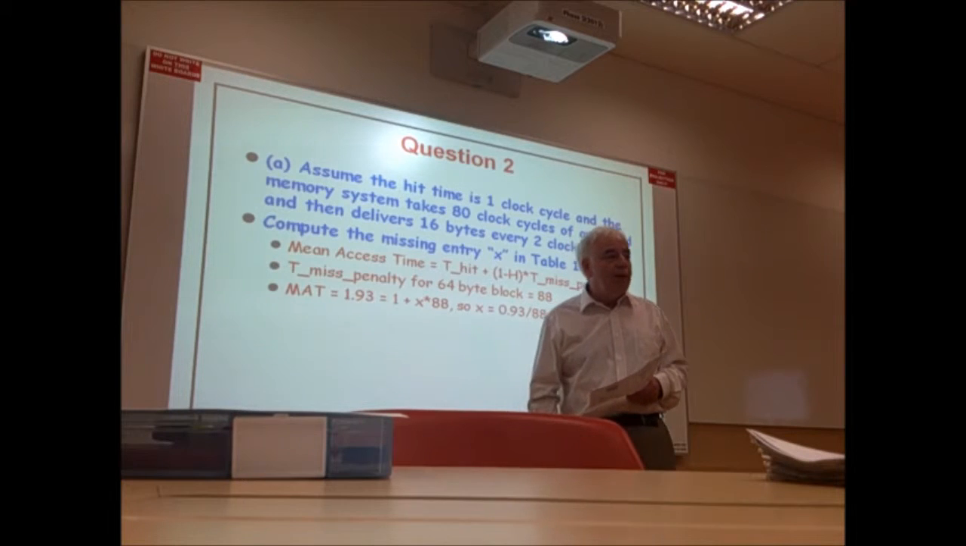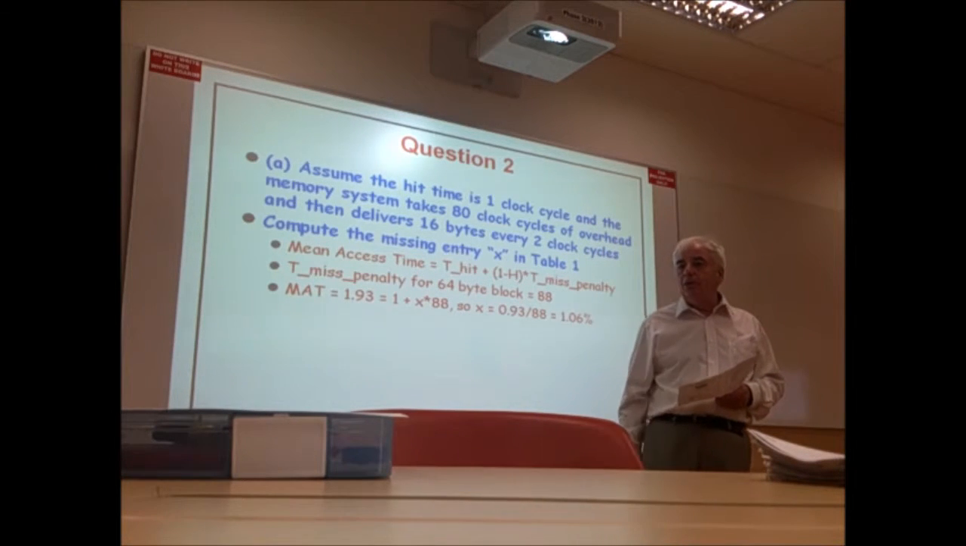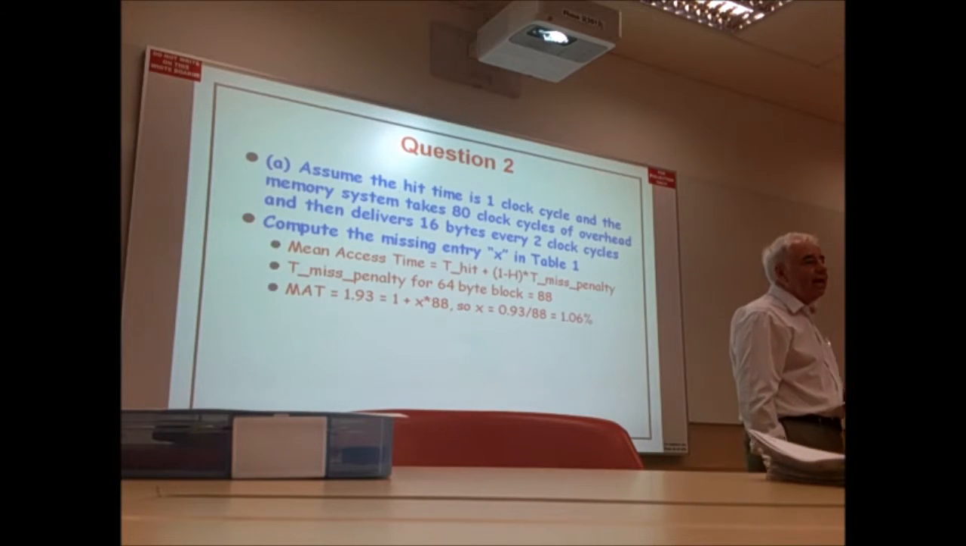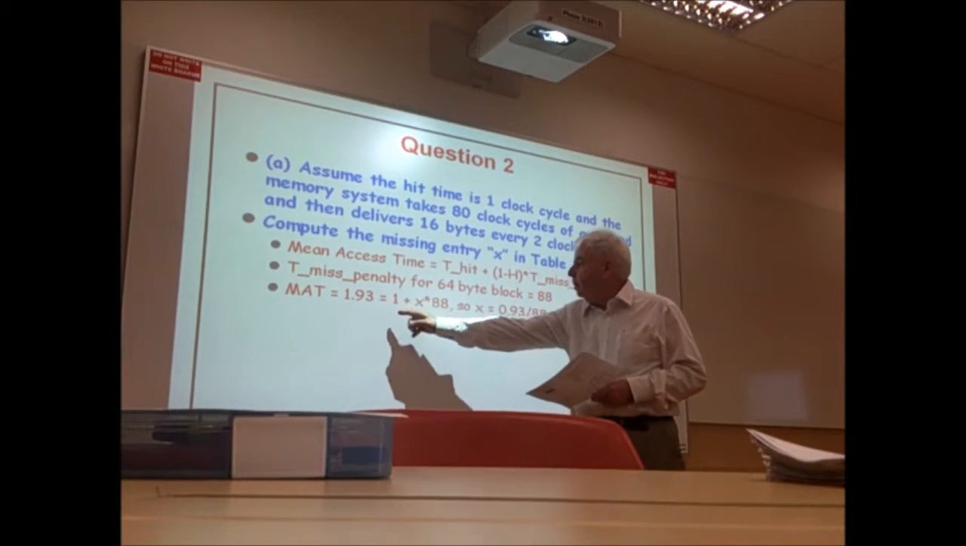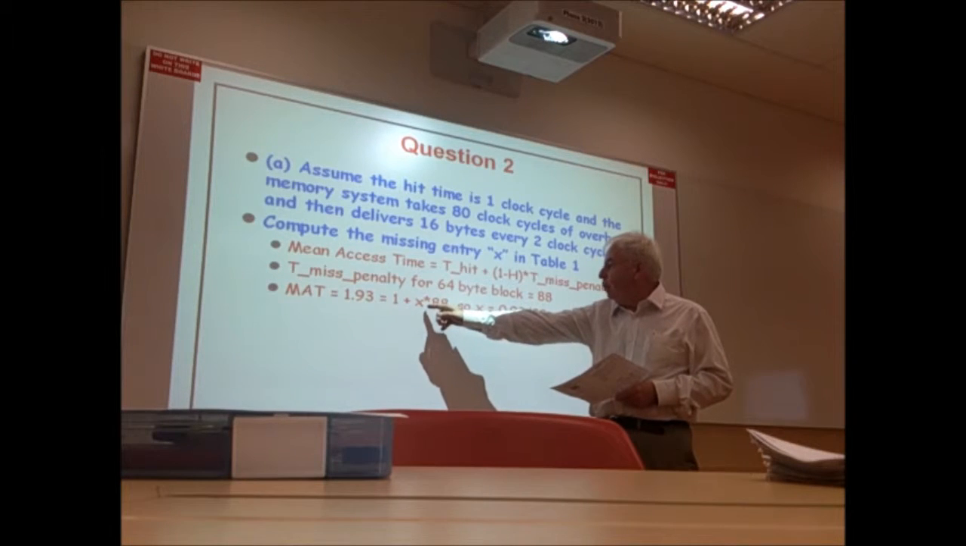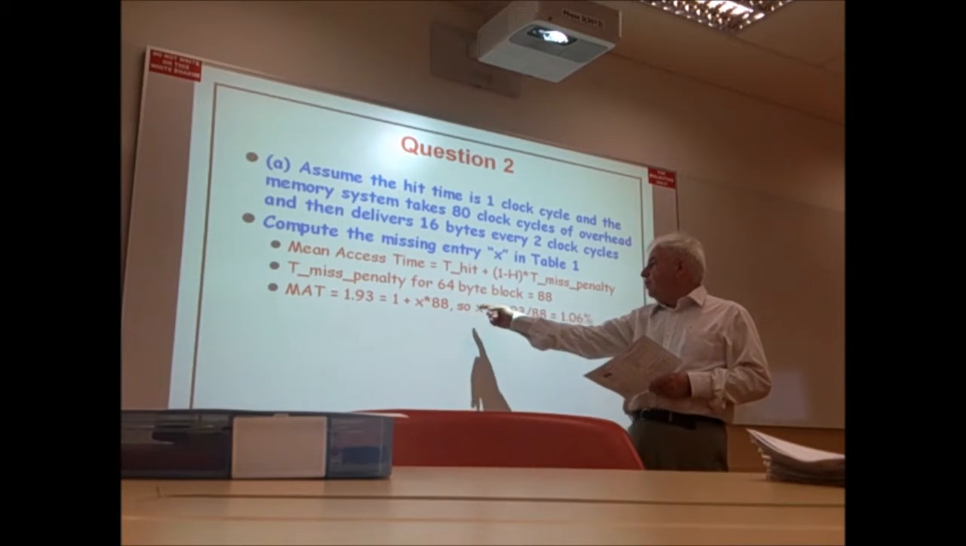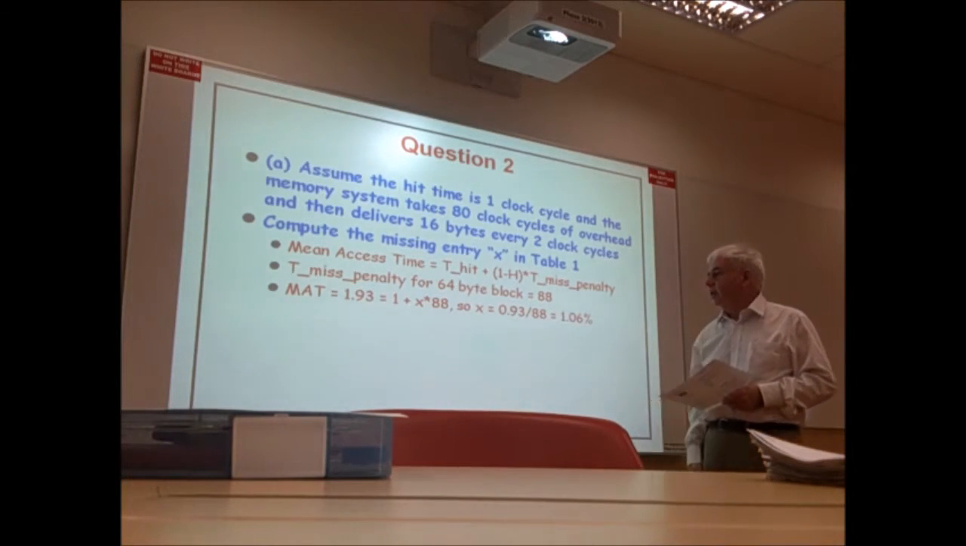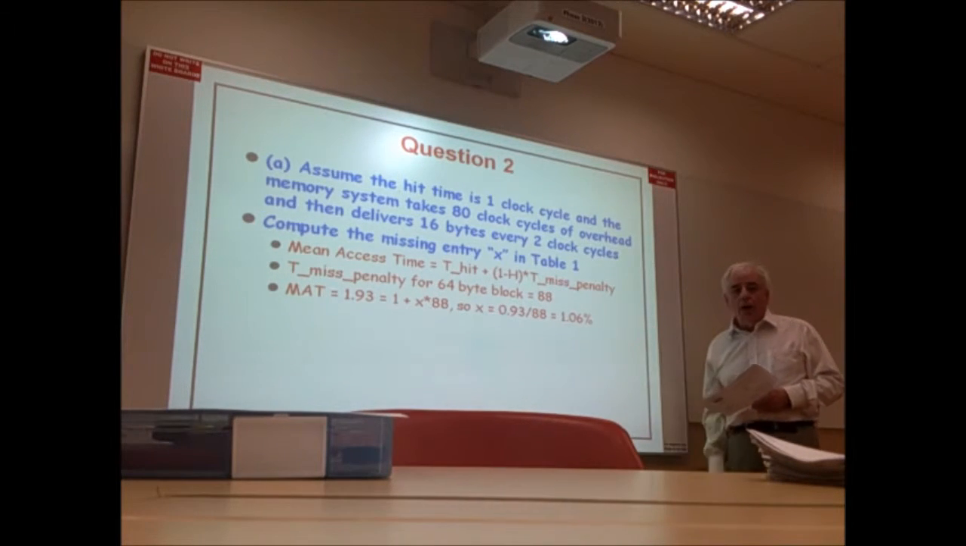We know the mean access time from the other table. If you look at the other table corresponding to the position of x, we have a mean access time of 1.93. The 1.93 comes from the second table. We want to find the value of x in the first table, so it's just a simple calculation. X is 0.93 divided by 88, or 1.06%.